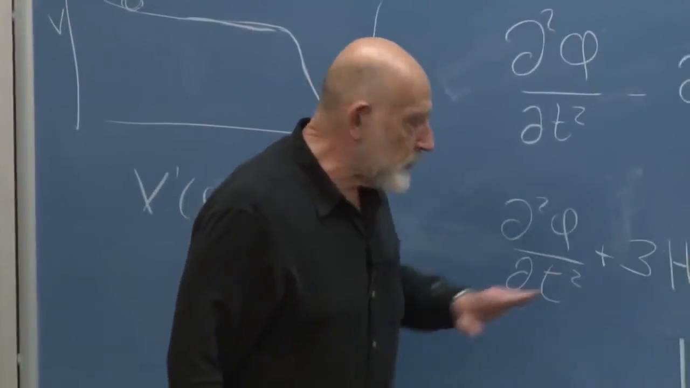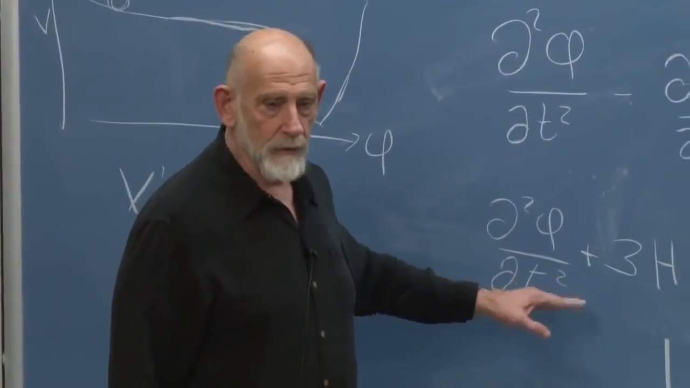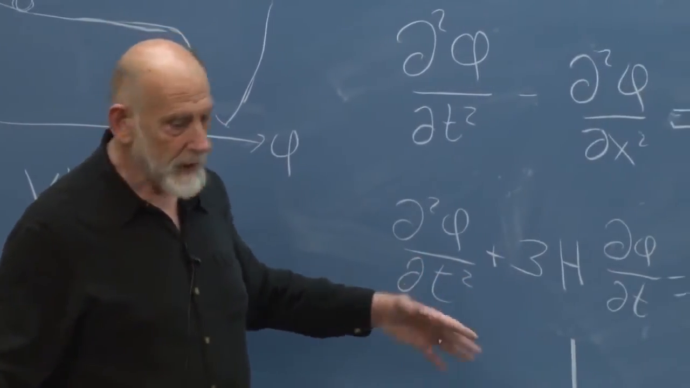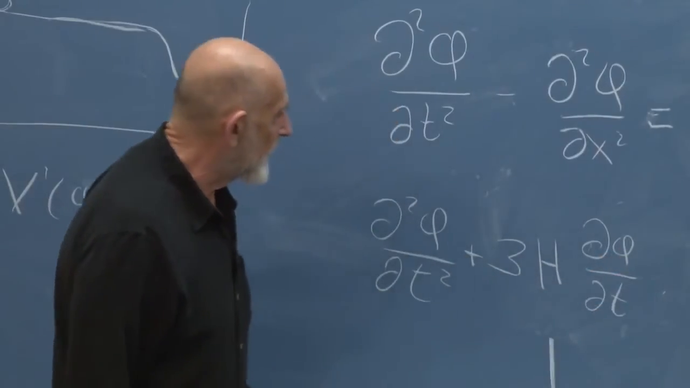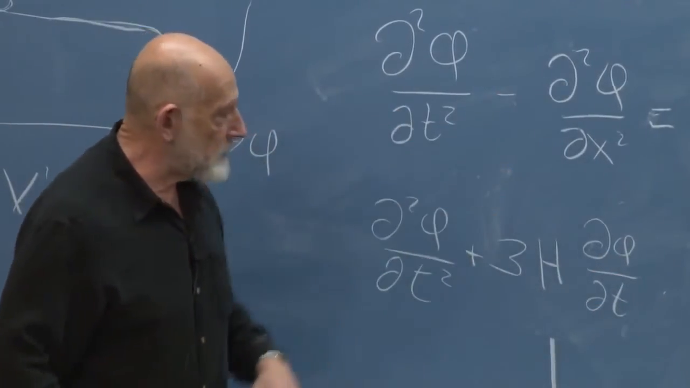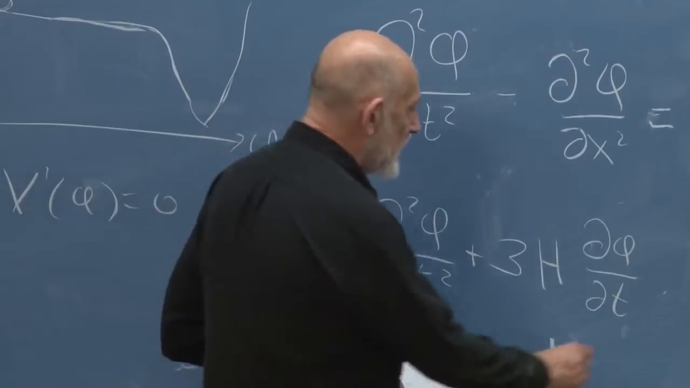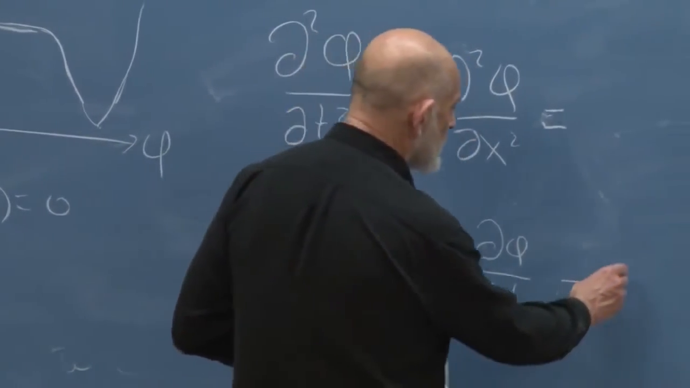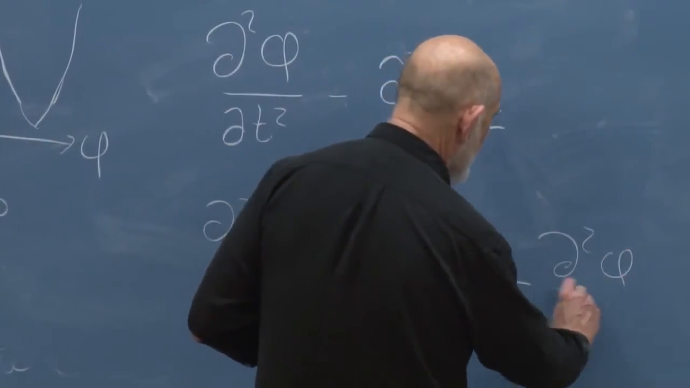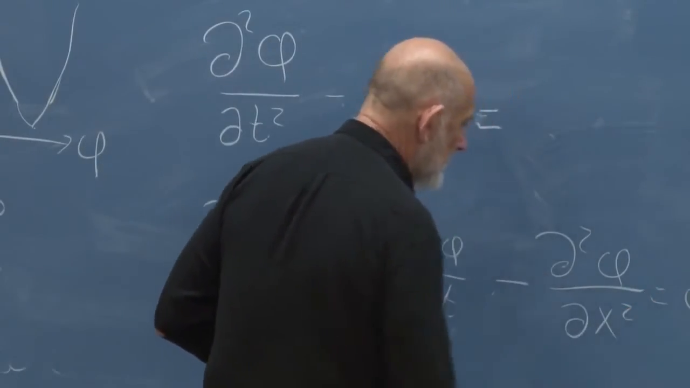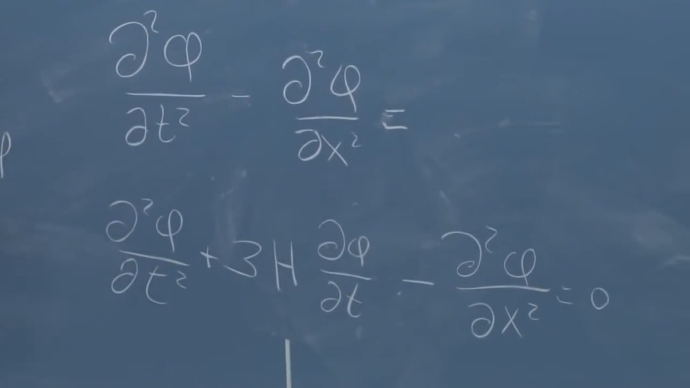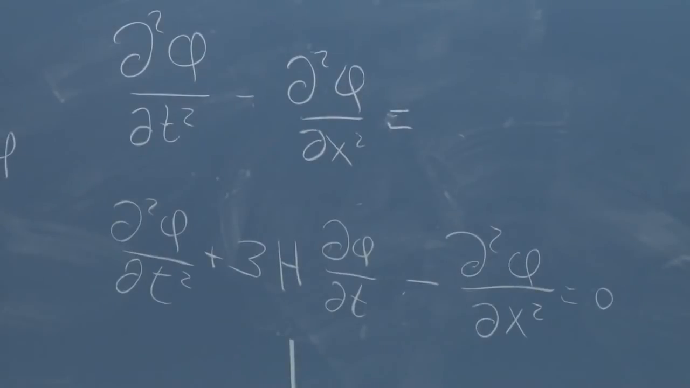Incidentally, H would be 0 if the universe were not expanding. So in a non-expanding situation, you don't have this at all. You would have minus d second phi by dx squared. So let's just try minus d second phi by dx squared. We might guess that that's the equation. That would not quite be right. Do you know why?